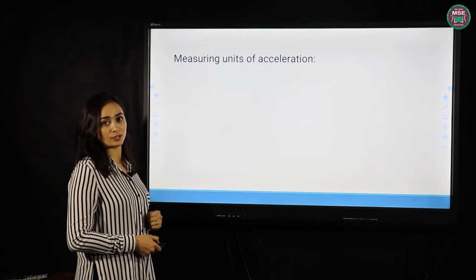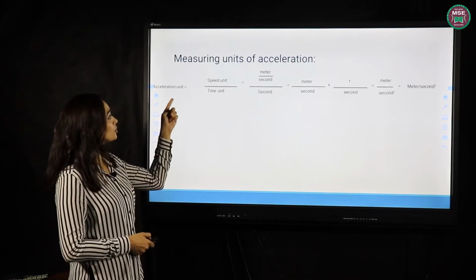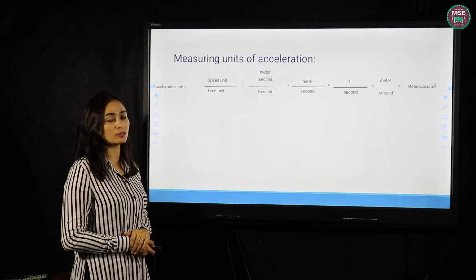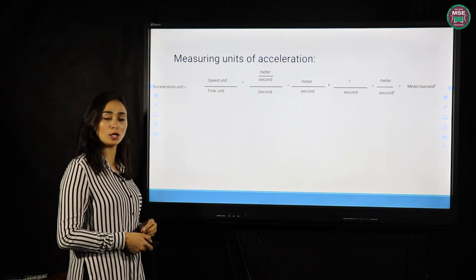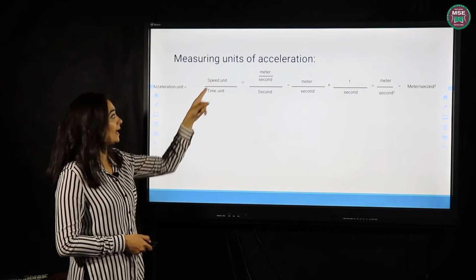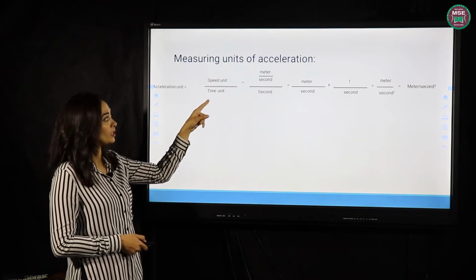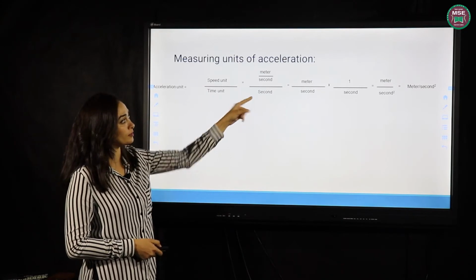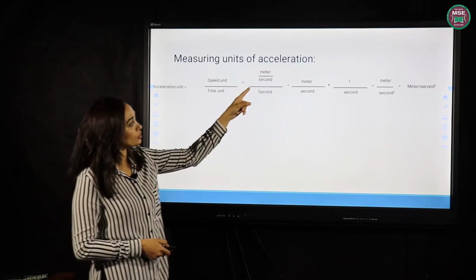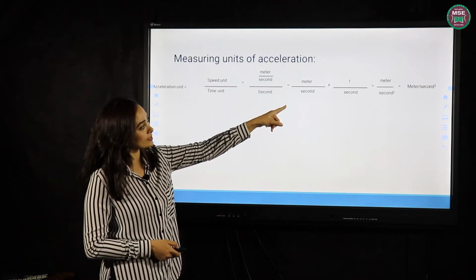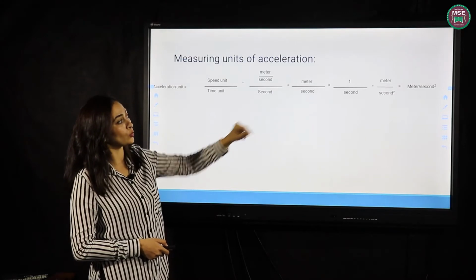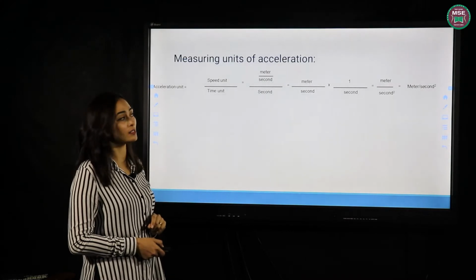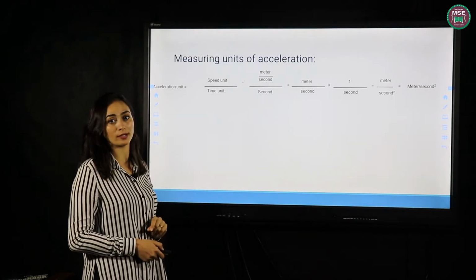Measuring units of acceleration. The acceleration unit means speed unit over time, because what is meant by acceleration? A change in the object's speed in 1 second. So we have speed and we have time. The measuring unit of speed is meter per second, and the measuring unit of time is second. Meter per second times 1 over second equals meter over second squared. So the measuring unit of acceleration is meter per second squared.